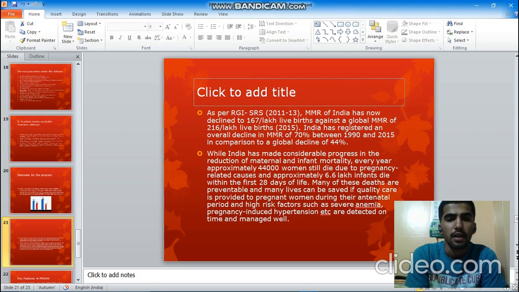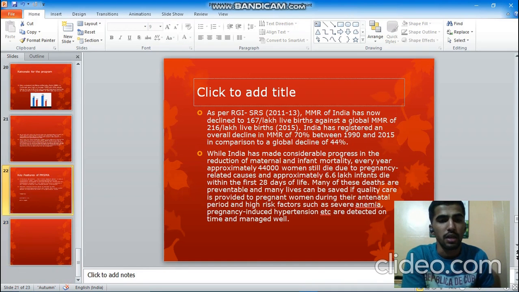Many of these deaths are preventable, and many lives can be saved if quality care is provided to the pregnant woman during the antenatal care period, and high risk factors such as infection, anemia, and pregnancy induced hypertension are detected on time and managed well.